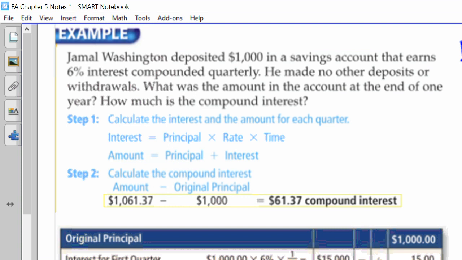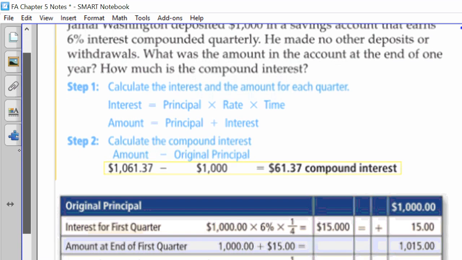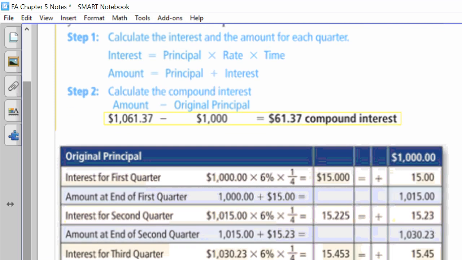He made no other deposits or withdrawals. What was the amount in the account at the end of the year? How much is the compound interest? All right, so we're going to calculate the interest and the amount for each quarter. So 1 year is 4 quarters. So we're going to do the compound interest calculation 4 times.